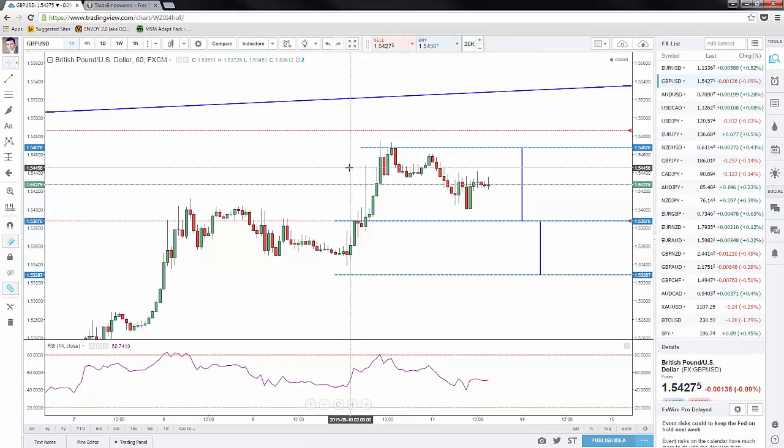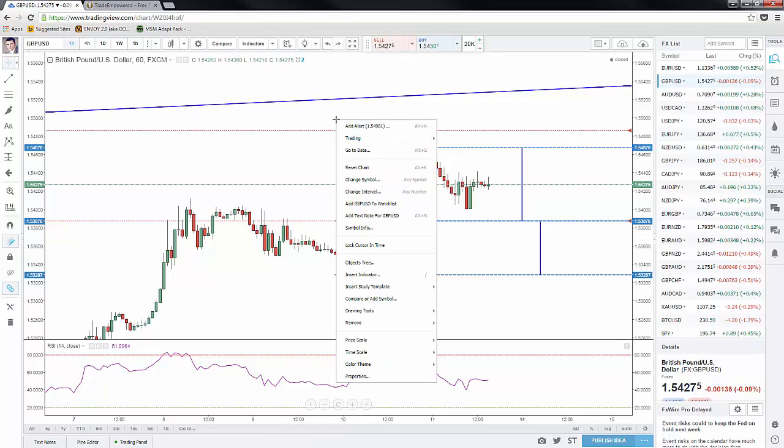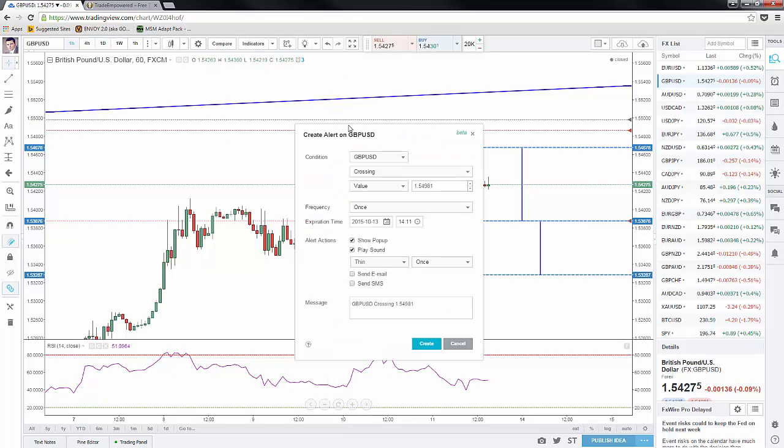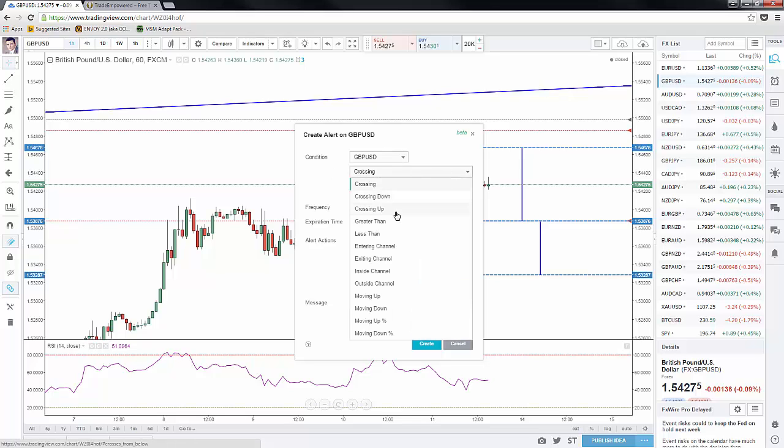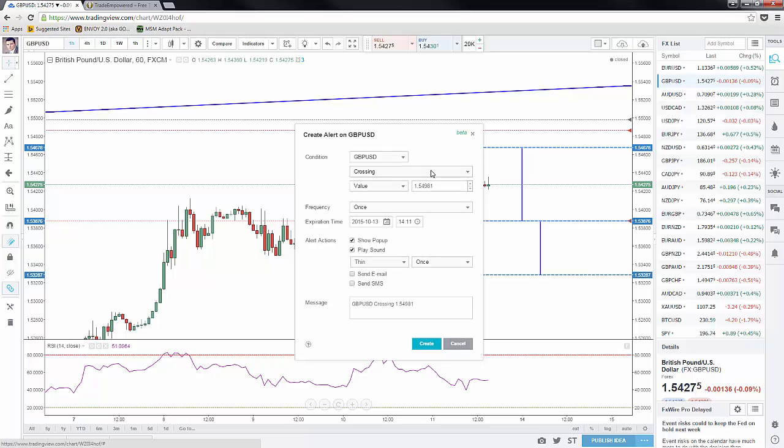One of the nice things about this TradingView software that I teach on every single week is that it's very simple. If I want to drop in an alert, all I simply do is right-click, go to Add Alert, and it will ask me, do you want to do it crossing? Crossing down or crossing up, greater than, less than, entering a channel, exiting the channel? How do you want me to notify you when this particular level is hit and how it's hit? I just simply say, I just want to be notified if it's crossing that level. And then, of course, the value is already there.